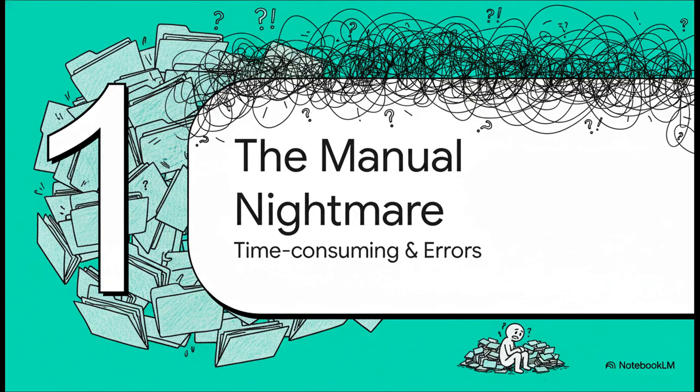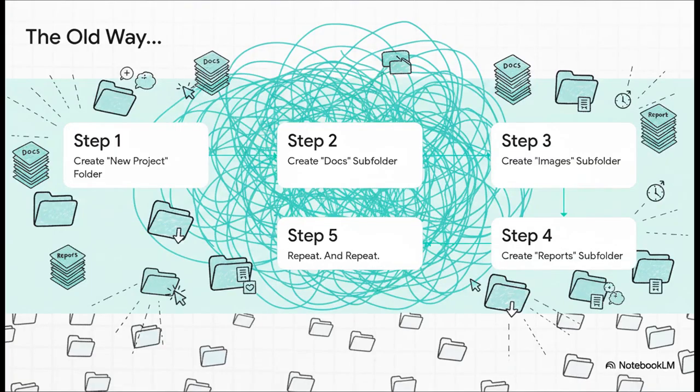Because let's be real, we've all been there. Oh, yeah, the old way. You right-click, new folder, you name it. Okay, then you double-click to go inside that folder. Right-click, new folder, name it Docs. Then you do it again for Images, and another one for Reports, and then you do it all over again for the next project. It feels like you're being productive, but really, it's just busy work.